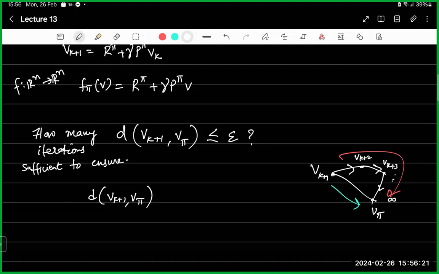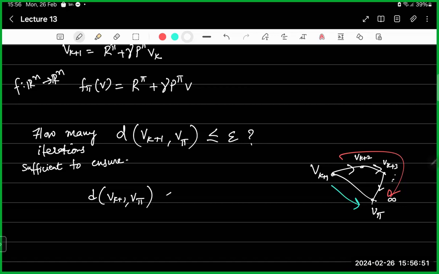So I know that v k as k tends to infinity is v pi, right? So if I look at all these points, v k plus 1, v k plus 2, v k plus 3, and so on till infinity, then that path will lead me to v pi, because as k tends to infinity, I'll reach v pi. Is it clear? That's the red path, and this is the green path.